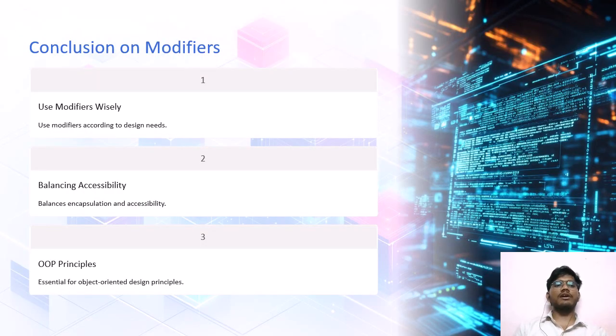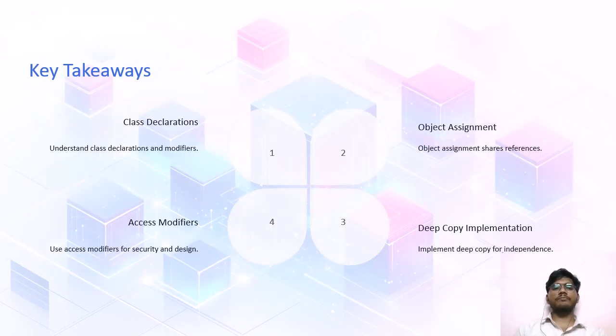And the conclusion on modifiers. Use modifiers wisely, according to the design needs. It means the modifiers depend on your design needs: what should be accessible and what should be hidden. Balancing accessibility: proper use of modifiers achieves the balance between encapsulation, like hiding internal details, and providing necessary accessibility. And OOP principles: object-oriented programming principles are essential for adhering to the core OOP principles like encapsulation and abstraction.